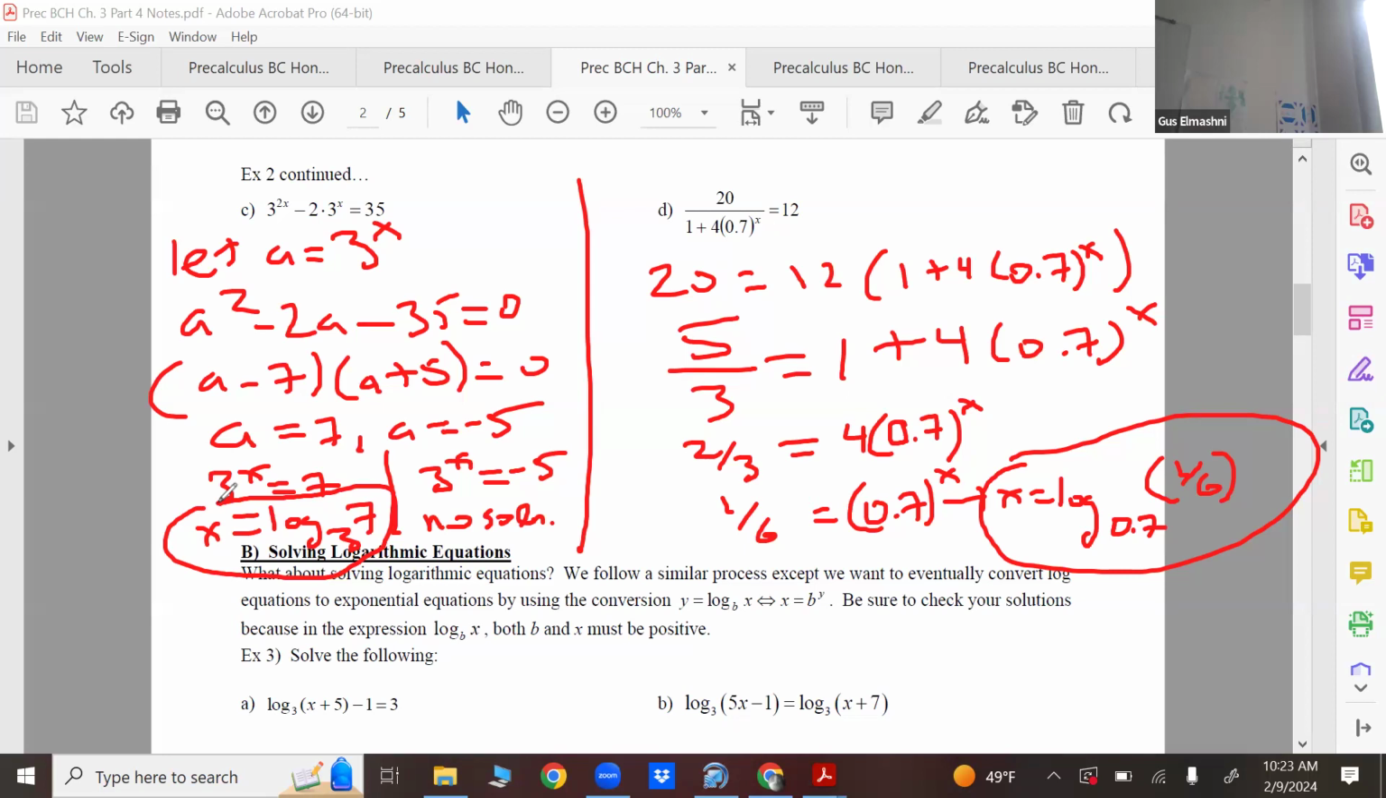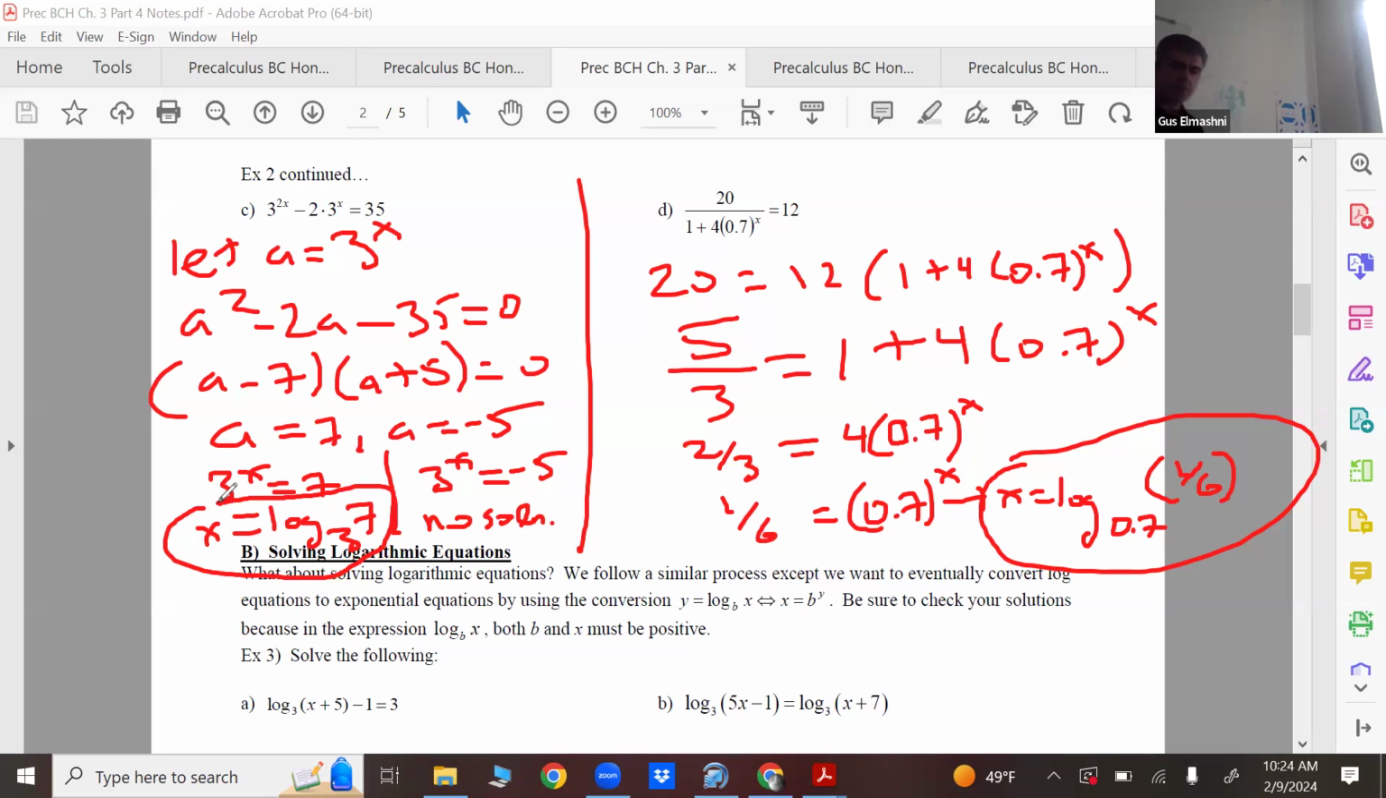Here, just multiply both sides by the denominator. I would not distribute that. I think it makes it more complicated. Divide by 12. That's 5/3. I think that's right. Yeah, bring back the 4. And then subtract the 1. And then divide by 4. And then do a log. So we have log base 0.7 of 1/6.